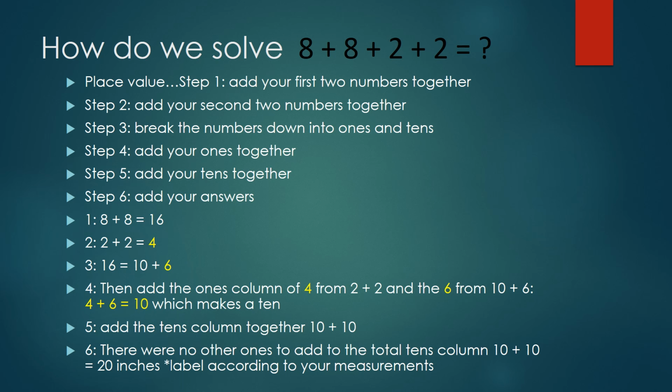So let's look at this equation, 8 plus 8 plus 2 plus 2 equals. On step 1, we'll add our first 2 numbers together. 8 plus 8 equals 16. So write that down in your notebook. Step 2, write down 2 plus 2 equals 4, because these are our second two numbers and we need to add them together.